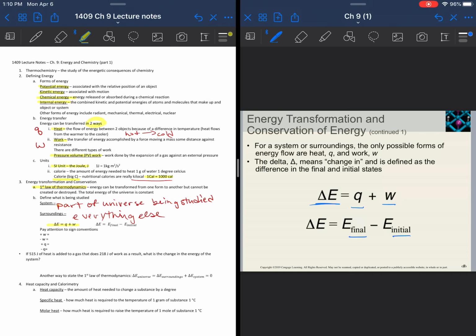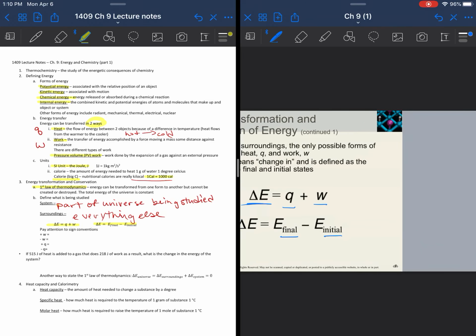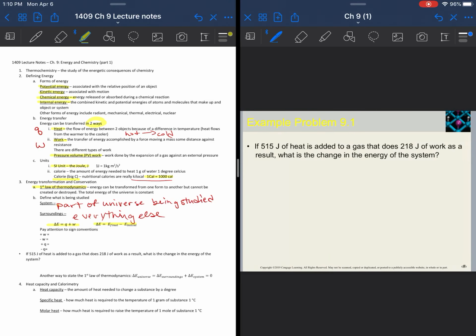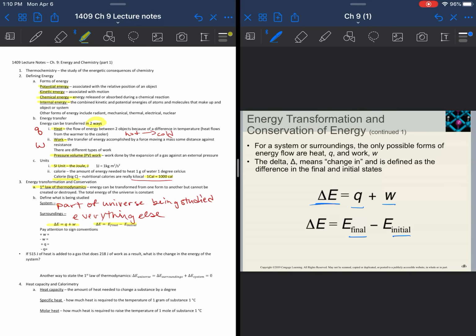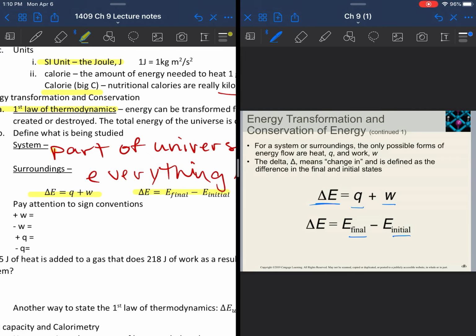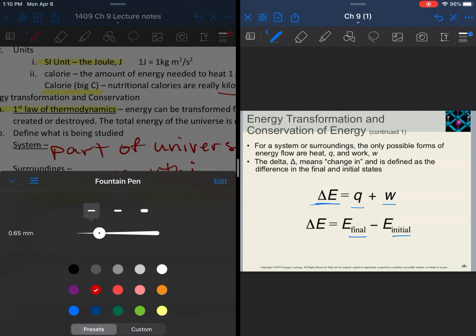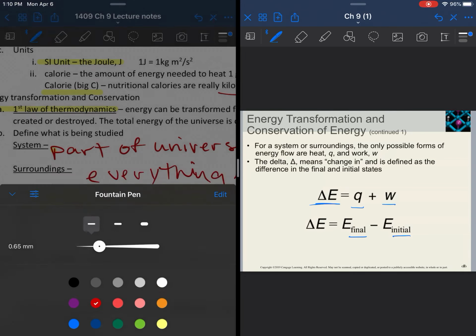Delta, you're going to see a lot in this chapter. This little delta symbol means change. It's always final minus initial, right? This is important. We're going to see this over and over again when we get to enthalpy, entropy, and free energy. You're going to see this delta sign. It's always final minus initial. Sign is going to be very important, right? Positive and negative signs. So before we do that problem, let's talk about that.